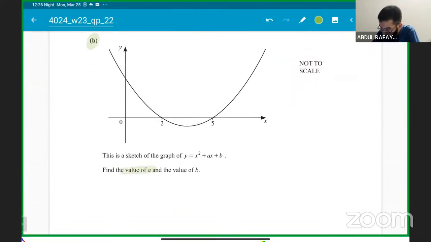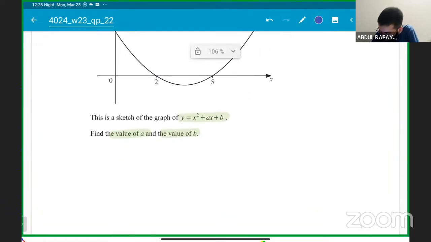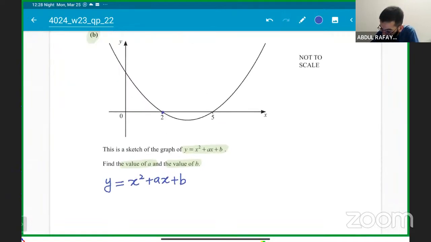You have to find the values of a and b, and you are going to do it by simultaneous solving, because you already have the equation y equals x square plus ax plus b. So they are basically testing your simultaneous equations concepts. You already know two coordinates: 2 comma 0 and 5 comma 0. Just plug in those values and get the values of a and b.